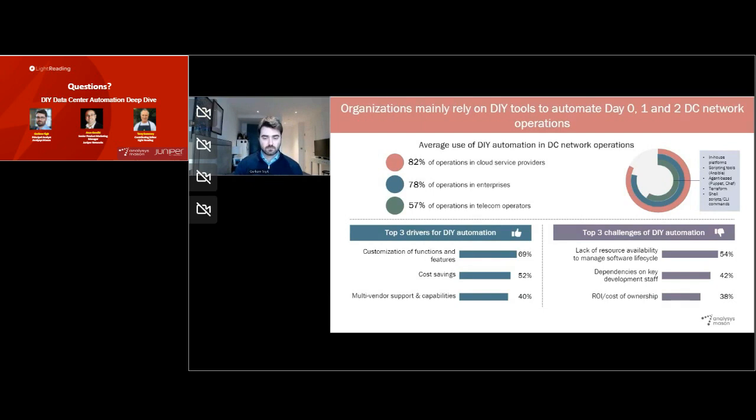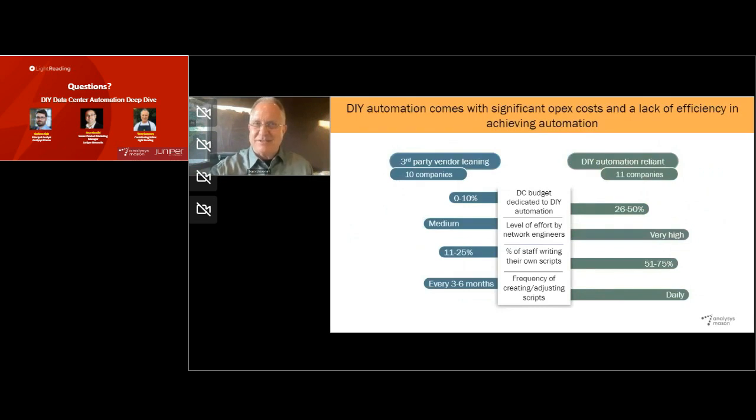Thanks, Gorkem. I think it's safe to say that most of our listeners, if not all, are interested in the actual costs of DIY automation. Can you give us an estimate of the effort and resources required if you were to, in fact, build this yourself? Of course.